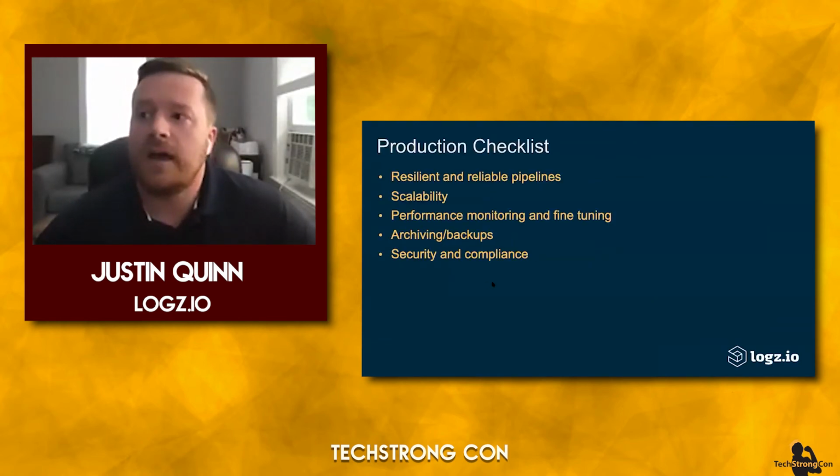So let's take a look at a production checklist for an observability stack. Your observability stack needs to be resilient and reliable. You have to be able to send your data to the observability stack and make sure that your data is getting there. Companies these days that have adopted a DevOps culture with cloud and microservices grow quickly. So being able to scale your observability solution to meet the needs of the growing amount of data that you'll be sending to that observability stack is critical.